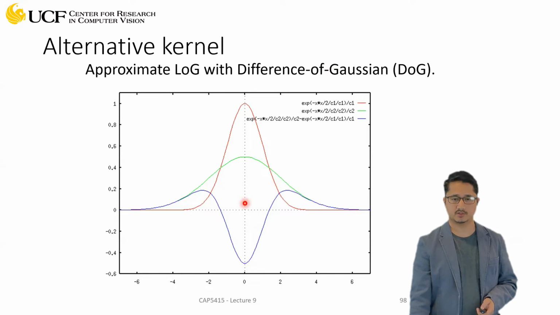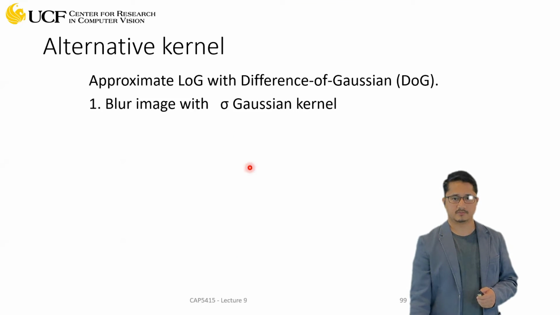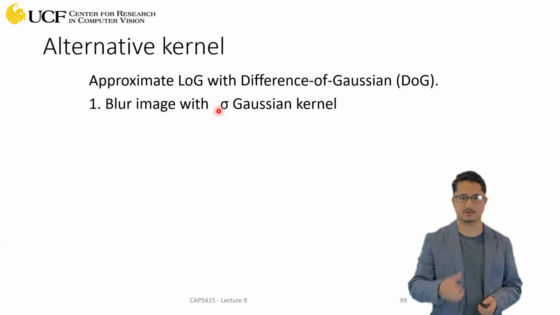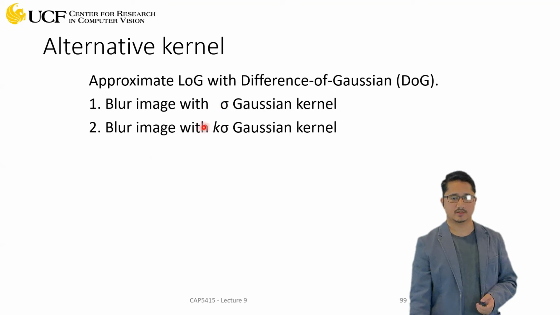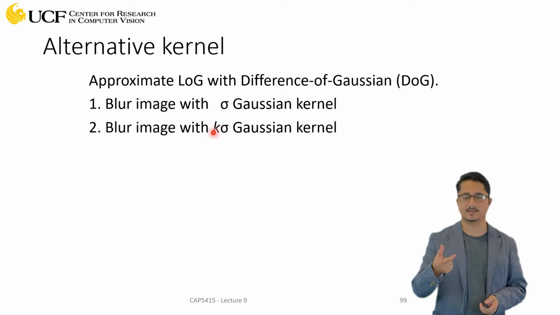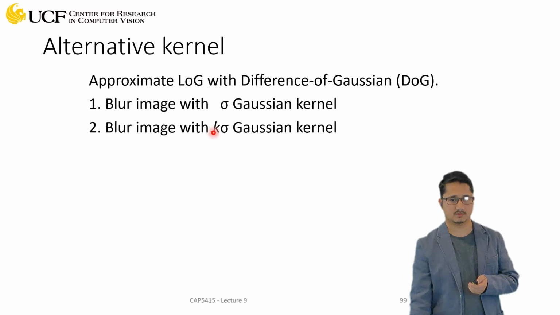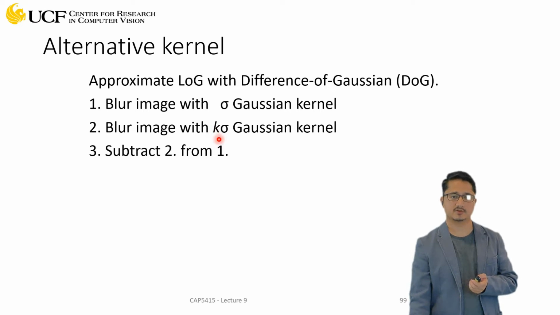All right, so let's see how we can use this difference of Gaussian. So what you do is you first blur your image with the Gaussian kernel with a standard deviation of sigma. This is the pre-processing step. Then you again blur your image with a different Gaussian kernel, which is k times sigma. So k is your scales, like how you are varying the standard deviation of your Gaussian kernels. And then you simply subtract 2 from 1.